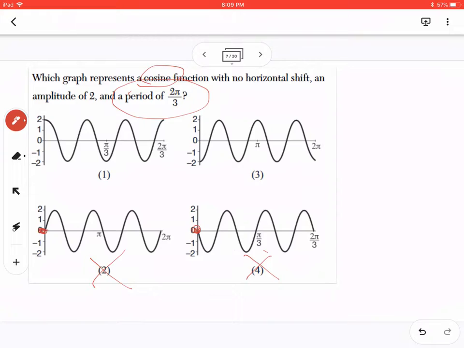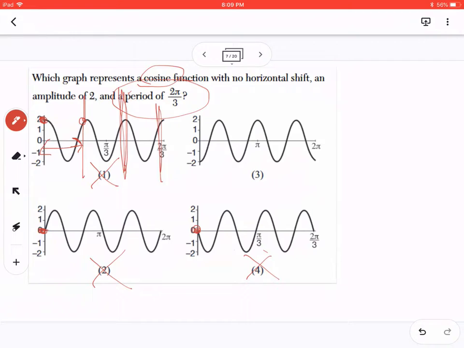If we look at choice 1, the period is the amount of time that it takes for one full cycle of the cosine curve to complete itself. And 2 pi over 3 is this value back here, which means that we already have seen 3 full cycles. Since the period is the amount of time it takes for one cycle to complete itself, choice 1 would not be having a period of 2 pi over 3.